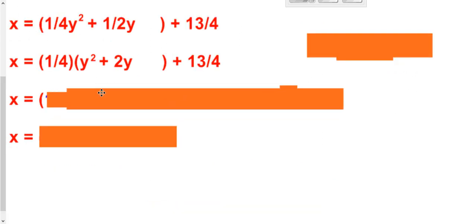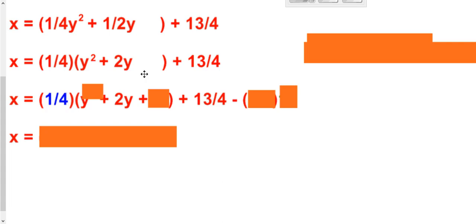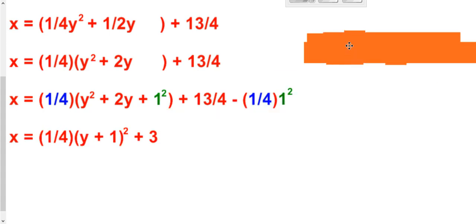Now, 1/4 is still going to be in front. Take half of what's in front of my y, which is a 1, and go 1 squared there. Now, if I add something on the right side of the equal sign, I need to offset that by subtracting it. So I need to subtract this. You might be wondering, where the heck does that come from? Well, I added the green 1 squared here, so I need to subtract that. But this green 1 squared here is affected by that 1/4 in front, because 1/4 applies to that green. So I need to subtract that 1/4 times the green. So then I factor it to get it into the proper form.